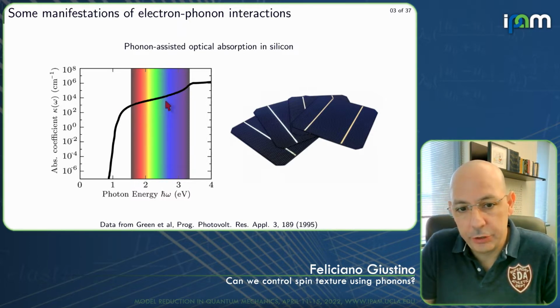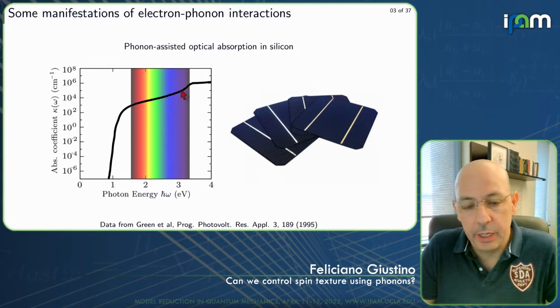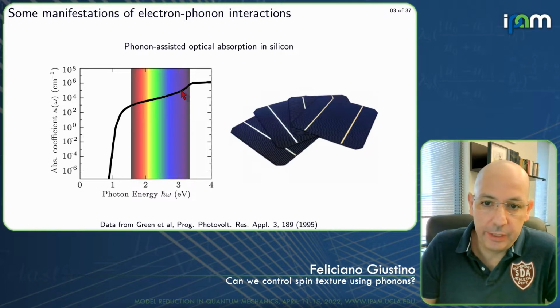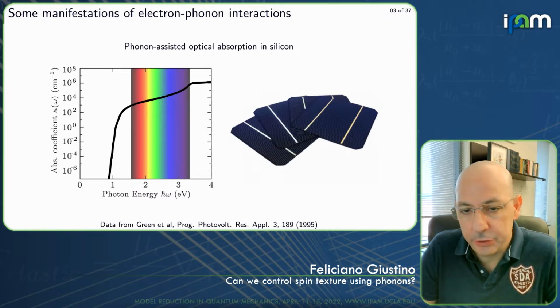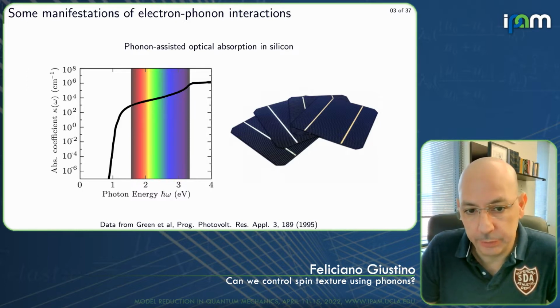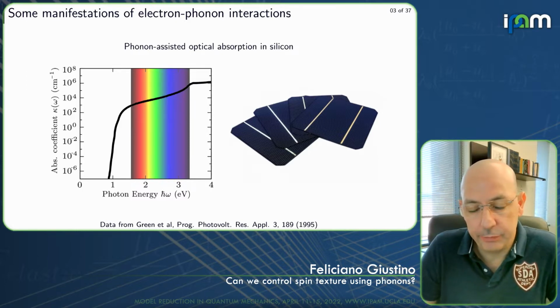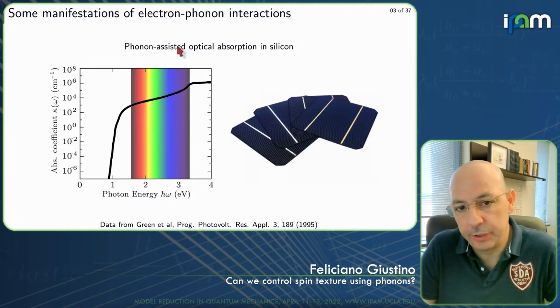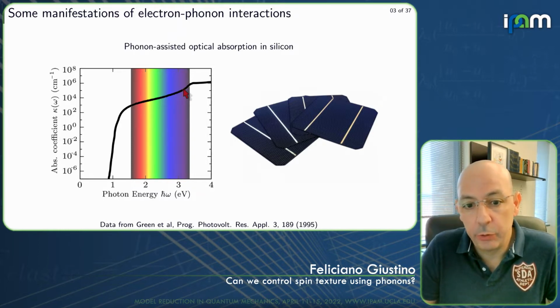For a solar cell to function, you need essentially absorption in this range below 3 electron volts. Now it turns out that silicon is a semiconductor with a direct gap of approximately 3 electron volts, meaning that photons alone cannot be absorbed in silicon. To absorb light, it is necessary for a photon to be accompanied by a phonon, in what is called a phonon-assisted optical transition. So the absorption that you see from 1 electron volt to 3 electron volts is entirely due to phonon-assisted processes. If there were no phonons, there would be no absorption in this range.